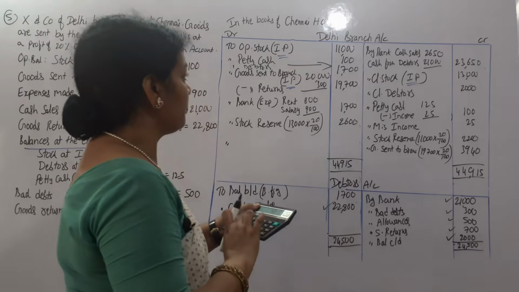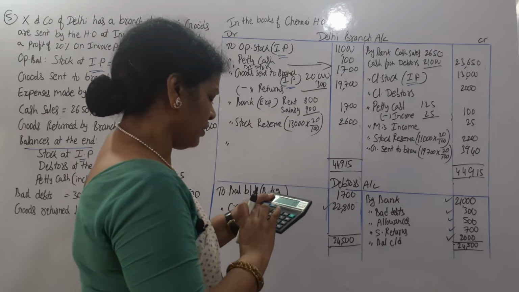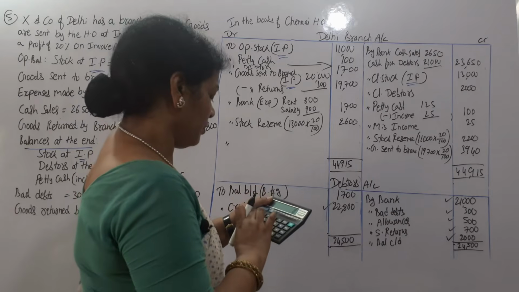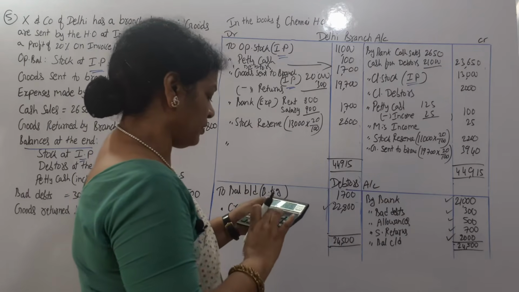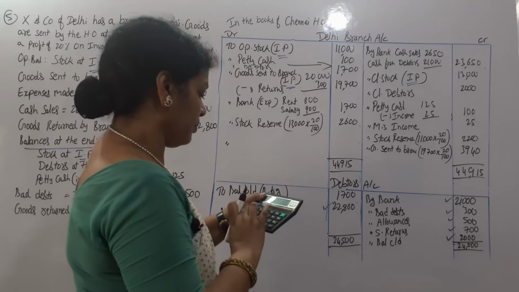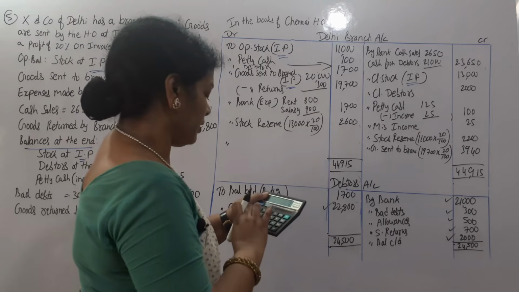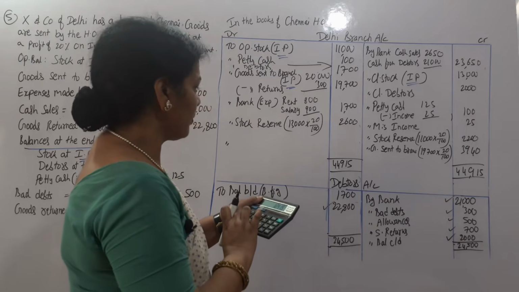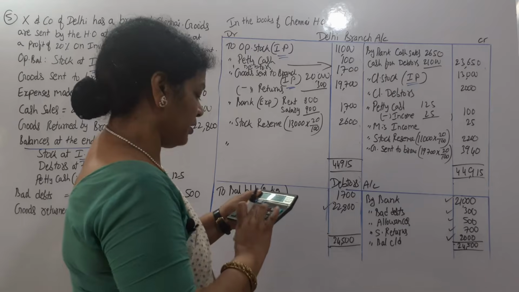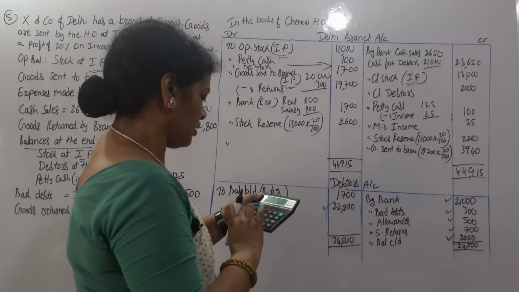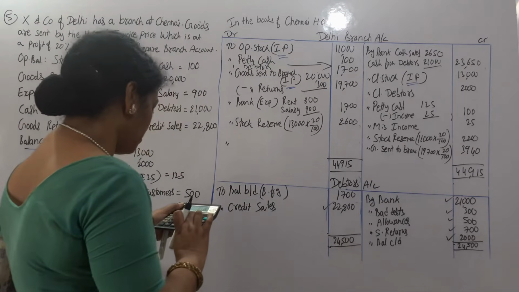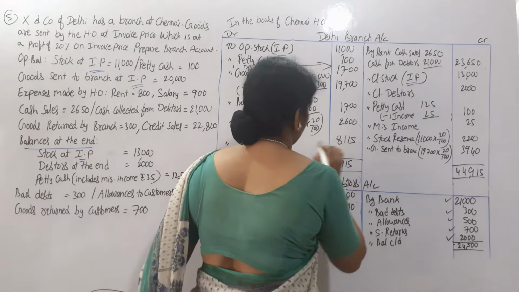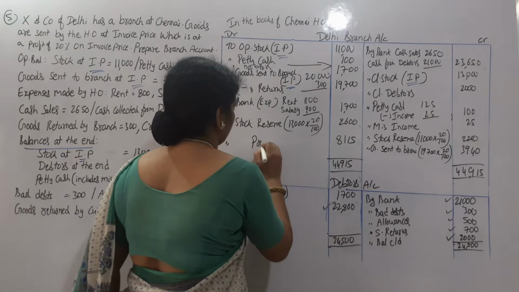44,915 minus 11,100, and 1,700, 19,700, and once again 1,700 and 2,600. So it comes to 8,115. So this is profit.